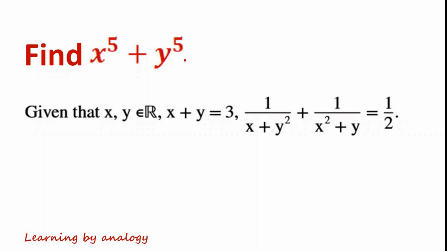Given that x, y are real numbers, x plus y equals 3, and 1 over (x plus y squared) plus 1 over (x squared plus y) equals a half. Find x to the power of 5 plus y to the power of 5.